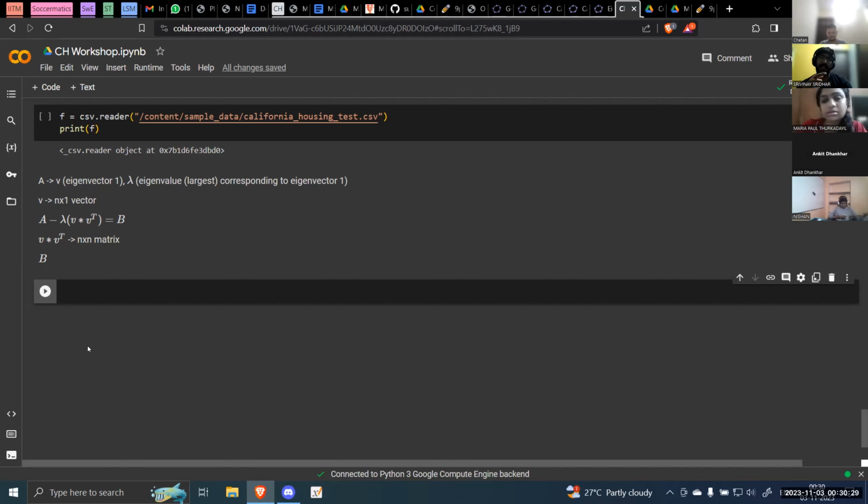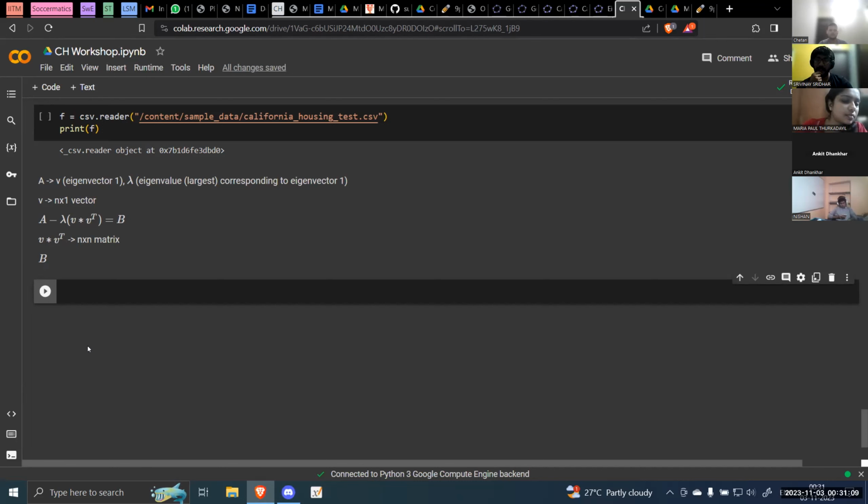But here B will have the largest eigenvalue become 0. I mean, I don't know. That's what we're trying to do, right? In the end, whatever the eigenvalue was for that vector, we're making it 0. That's what I feel is happening. Can you highlight why we are writing A minus lambda times v v transpose? I missed this point. How do we know that?